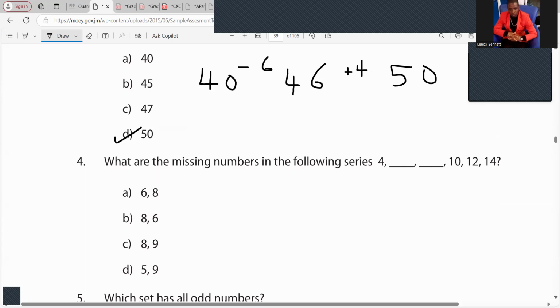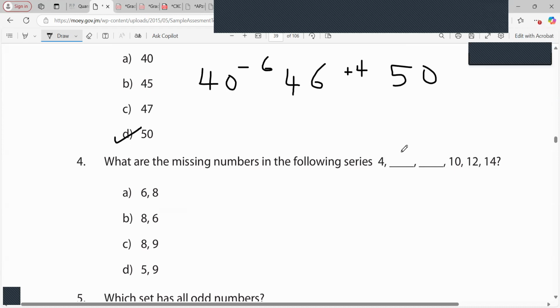What are the missing numbers in the following series? We have 4, blank, blank, 10, 12, 14. We can see that they are going up by 2, right? So 4, 6, 8. It should have been 6 and then 8.